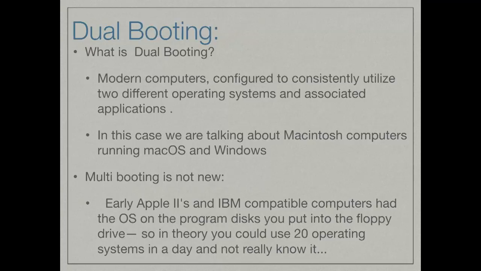Dual booting, what is dual booting? By the way, if I'm going too fast or you can't hear me, speak up, let me know. I have no pride. On modern computers, a computer is configured to consistently utilize two operating systems and their associated applications. In this case, we're talking about a Macintosh computer running Mac OS and Windows. Multi-booting or dual booting isn't new. Early Apple IIs and IBM computers that used floppies had OSs on that floppy, so in theory you could boot to 20 different operating systems or versions a day and not really know it, because it was under the hood. Anyone who's worked with Linux knows you can boot to different kernels and all kinds of different stuff. So this is not news.